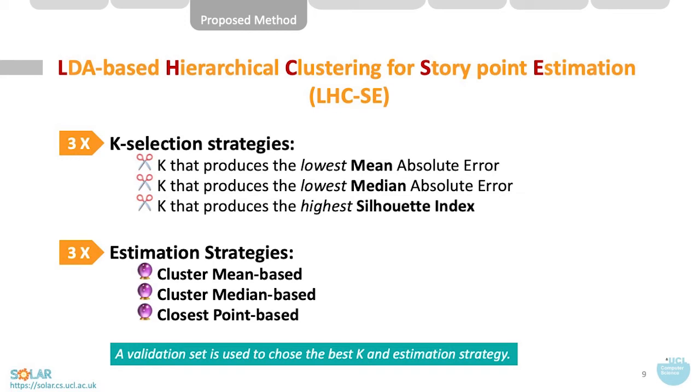We investigate 3 models, 2 of which are the mean and median baseline estimators, and the third, the closest point-based estimator, which returns the story point value of the closest issue to the queried issue as the estimation value. When we want to use this model to estimate a story point for a new user story, we find the closest cluster to the user story and use the model trained on that cluster to estimate the story point.